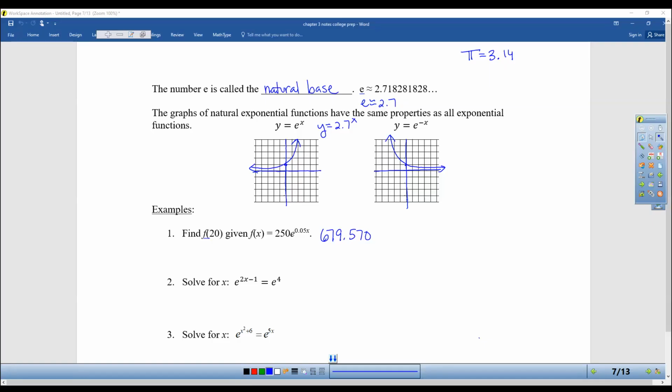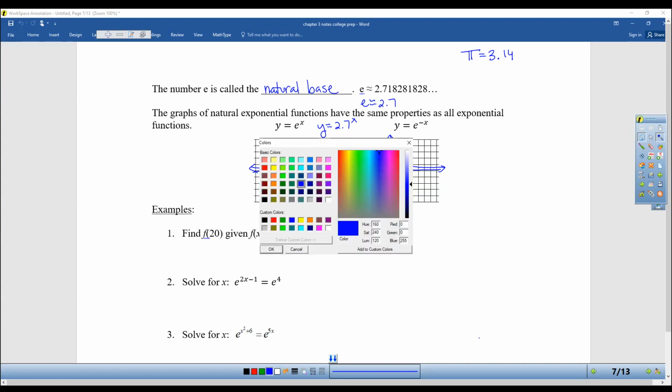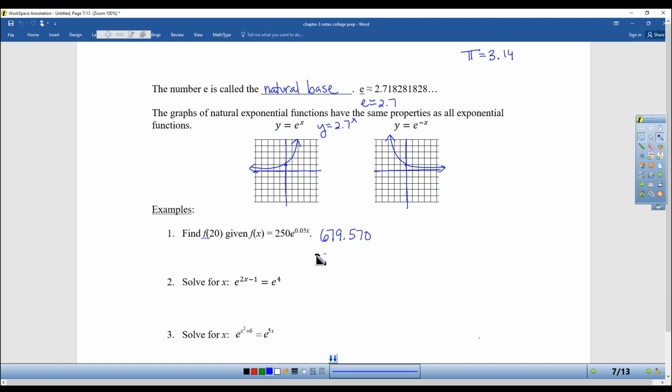On these next two, we're going to be using the one-to-one property again. Because they have the same base, we can make 2x minus 1 equal to 4. To solve that, I would add 1 to both sides, and x is equal to 5/2.